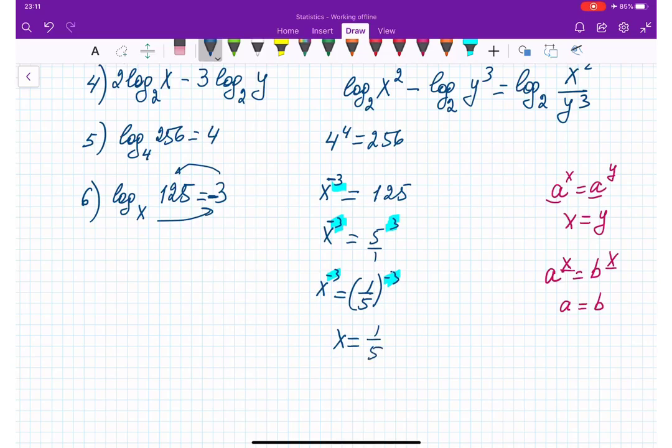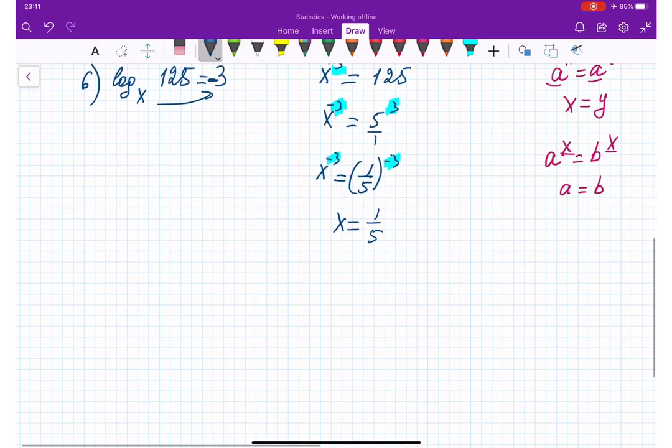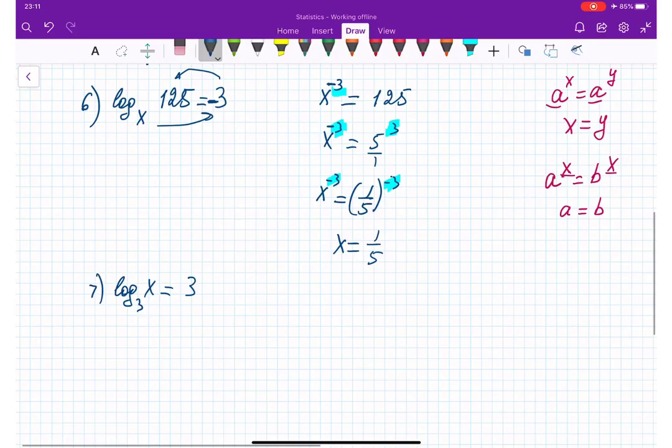Next, question number 7. We have logarithm x by base 3 is equal to 3. Okay, then how do we solve this? How to find how much x will be? Very easy. Based on the exponential format, we can write down 3 to the power 3 is equal to x, which is x equal to 27.